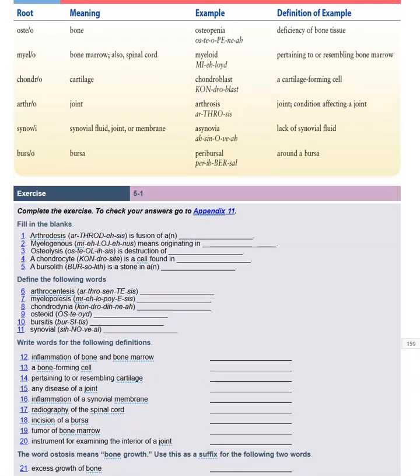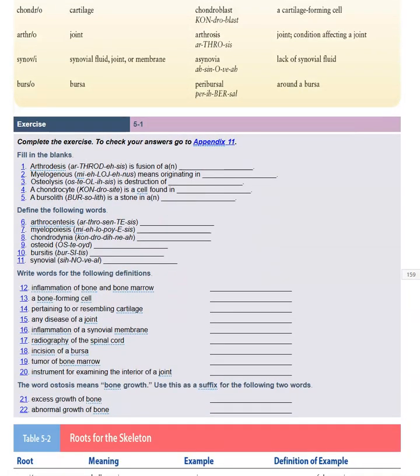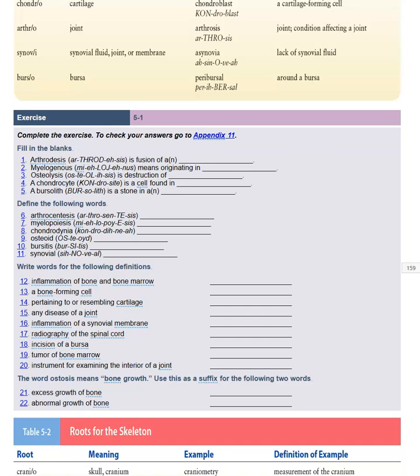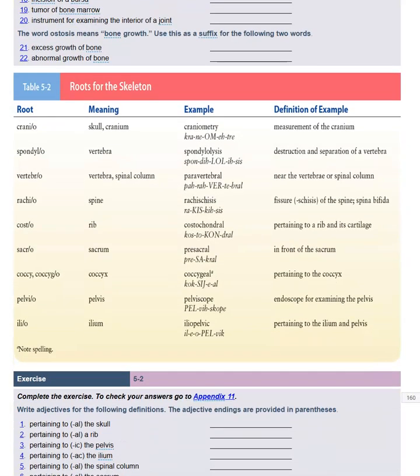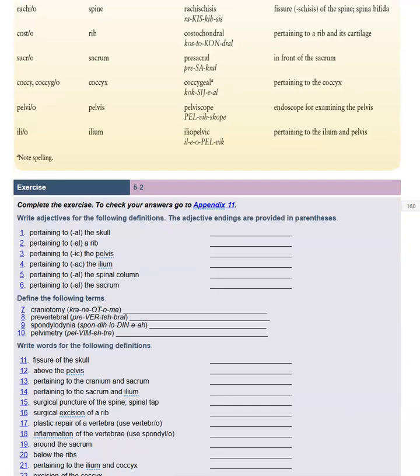Here are the exercises that I reference. Always do that if you want to. I'm not going to require it of you. The answers are in the appendix. Here's more root words for the skeleton: cranio, spondylo, vertebrae. There's different ways that you could use that root word. And another exercise here, just going through the chapter.